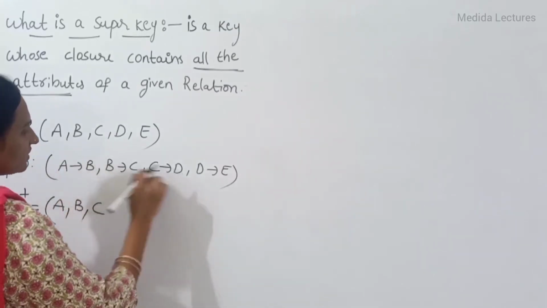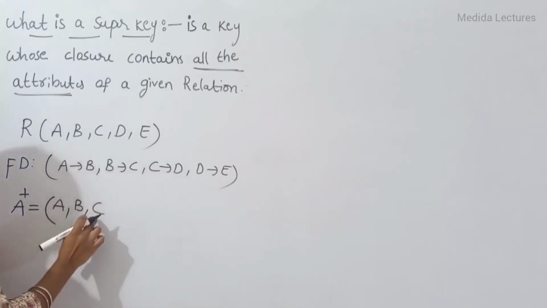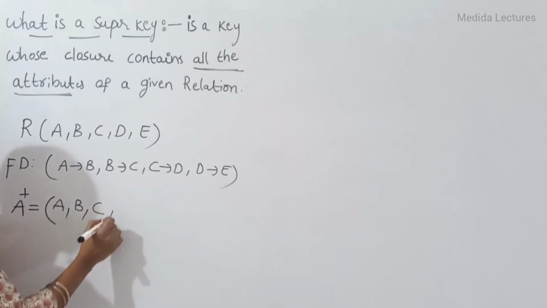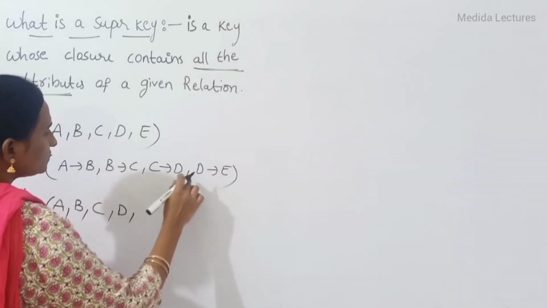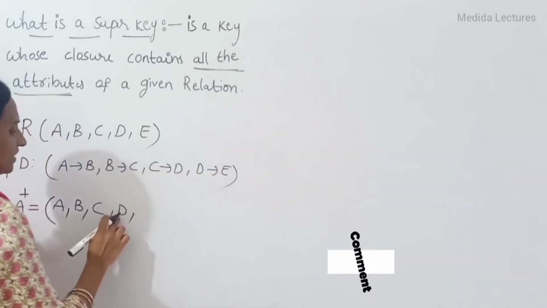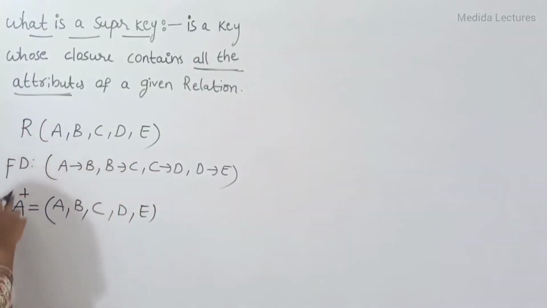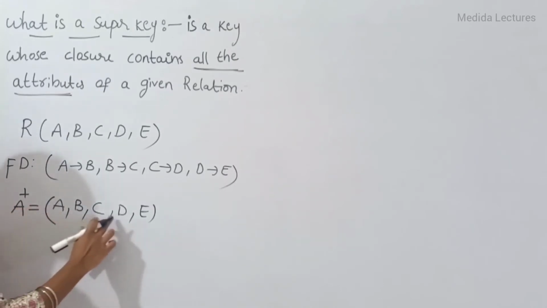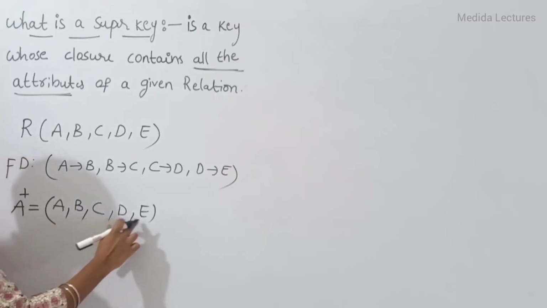C determines D is a functional dependency. Using C we can determine D. Here we have C, so we can determine D. D determines E is a functional dependency. Using D we can determine E. Here we have D, so we can determine E. So what is A closure? A closure consists of attributes A, B, C, D, E.